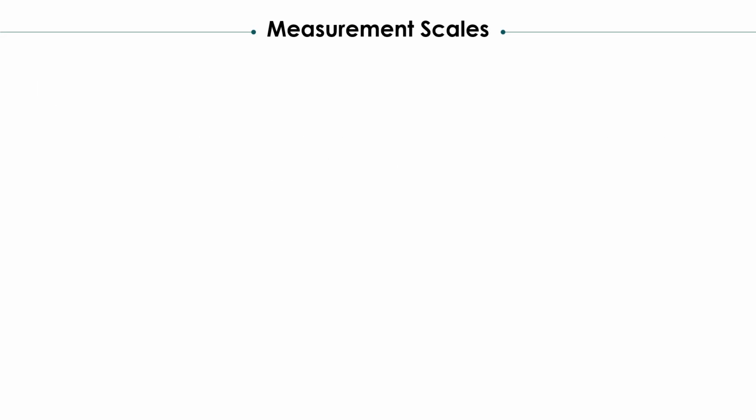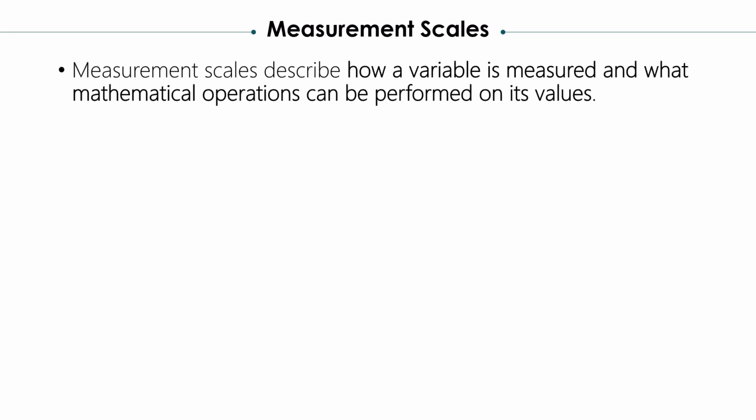The next one we are going to see is measurement scales. Multivariate data analysis always depends upon the variables. So we have to collect multiple variables and perform the analysis over them. In order to measure a variable, we have measurement scales. Measurement scales describe how a variable is measured and what mathematical operations can be performed on its values.